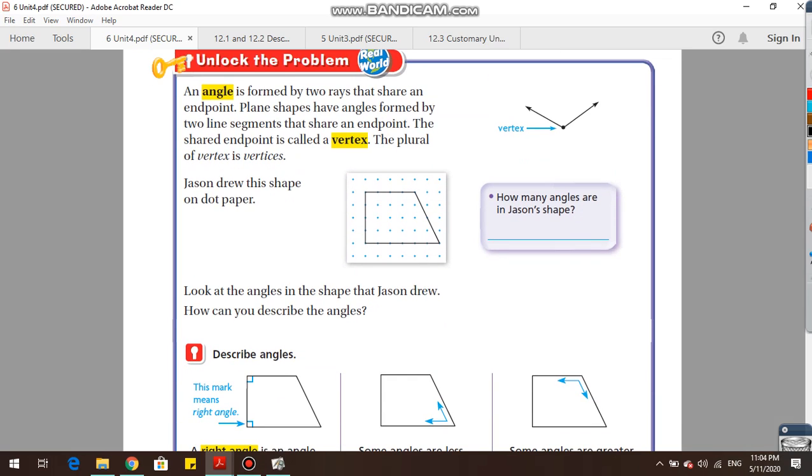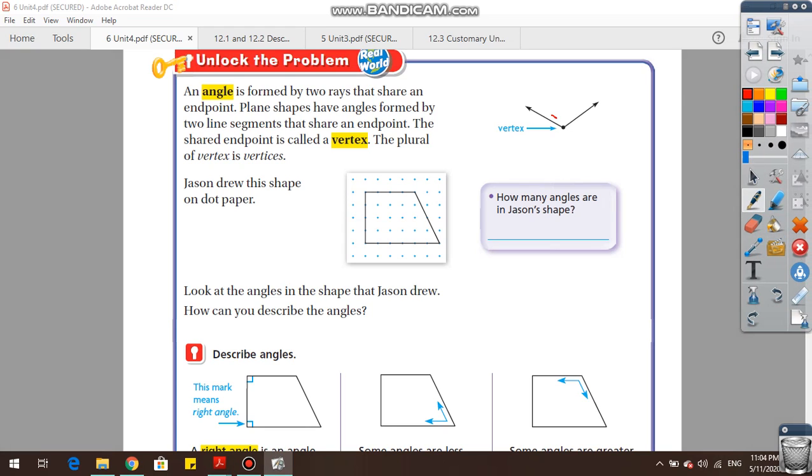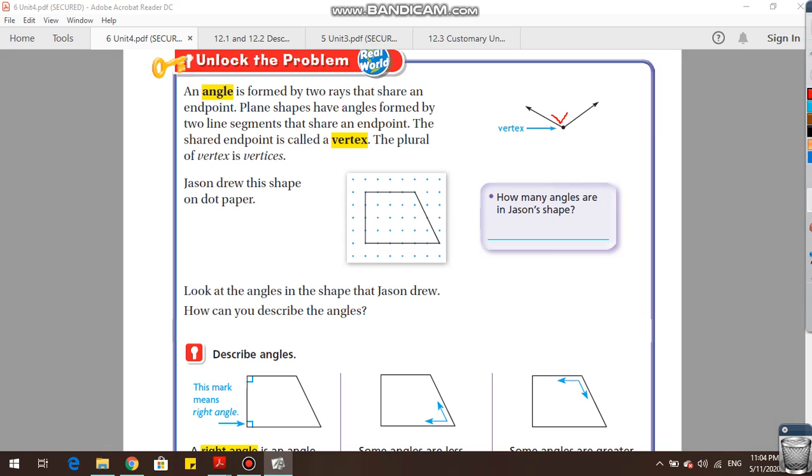What is the meaning of angle? An angle is formed by two rays that share an endpoint. As you can see, if I have here a ray and here another ray, both of them share an endpoint. Now I have an angle. Plane shapes have angles formed from two line segments that share an endpoint. The shared endpoint is called a vertex. So I have here a vertex and here a vertex, vertex, and vertex. The plural of vertex is vertices. So I can say one vertex or I have four vertices.